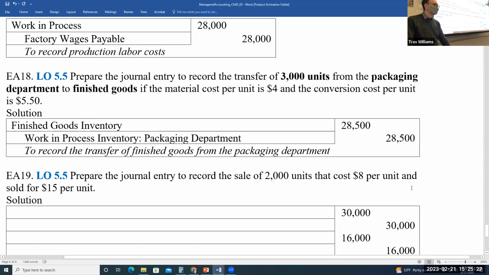All right. By the way, remember what type of account these inventory accounts are? What type of account? Assets. Exactly.